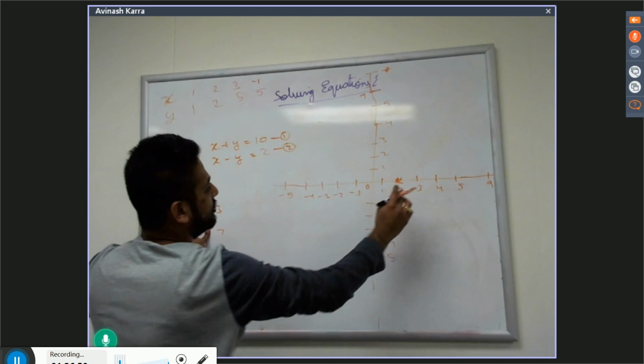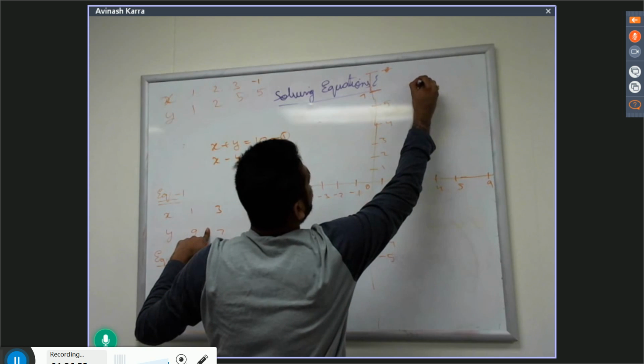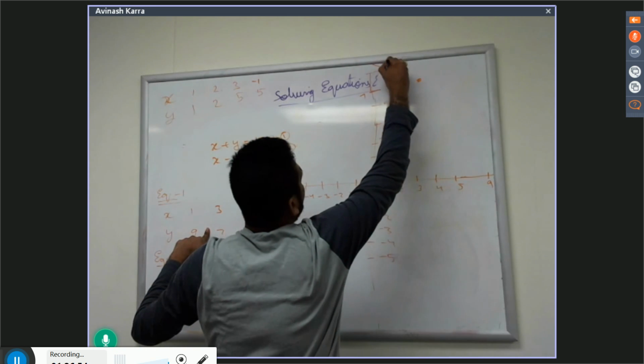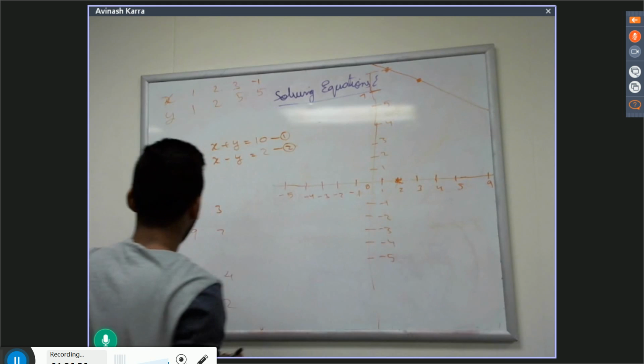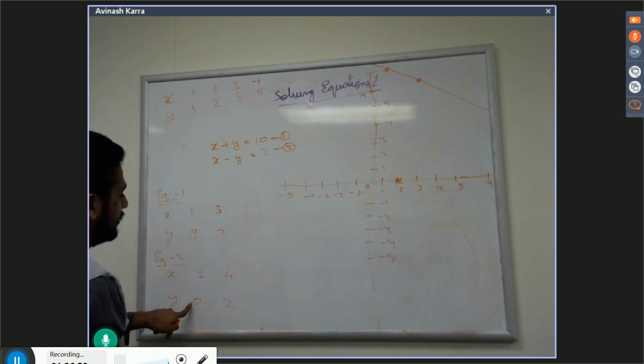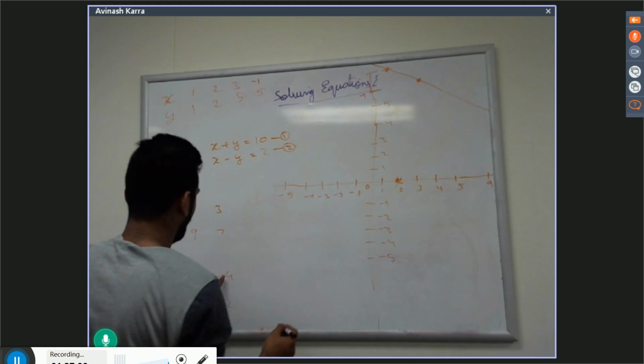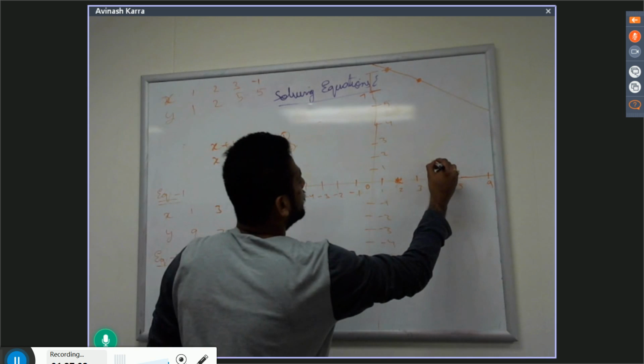When x equal to 3, somewhere 7. This will be the point. And the line goes this way. Okay? When x equal to 2, it is 0. When x equal to 4, it is 2.